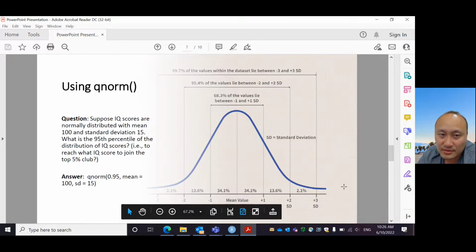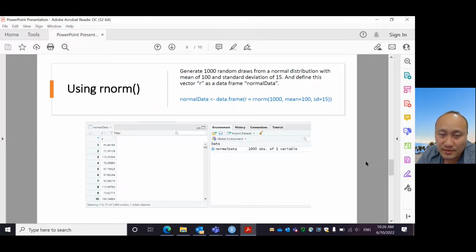The next one is the r function. Let's have a look at the r function first. The r function of the normal distribution is called rnorm. This function can generate a certain number of random observations from a specific normal distribution. Let's say I want to generate 1,000 random draws from a normal distribution with a mean of 100 and standard deviation of 15. I'm going to create a data frame of these 1,000 random draws. That is the code.